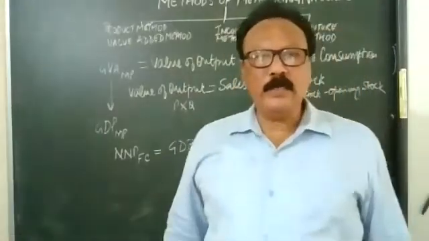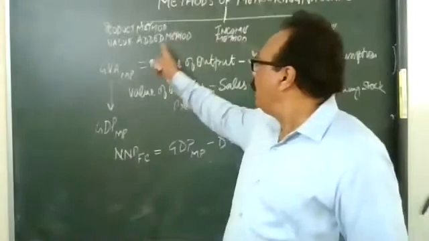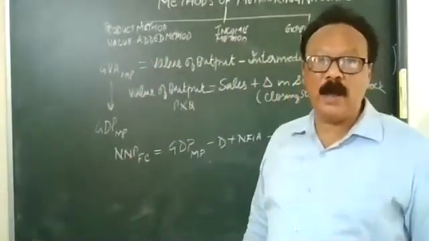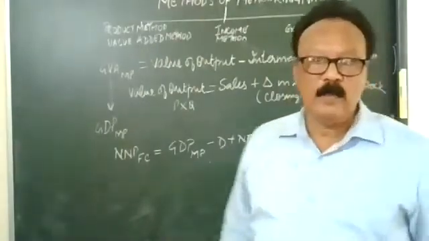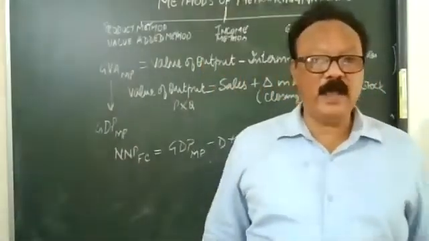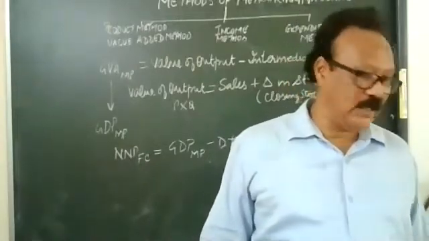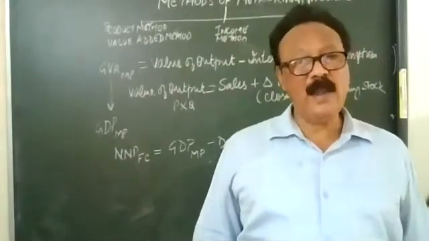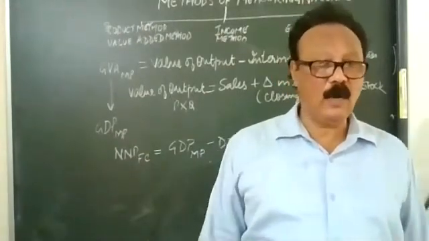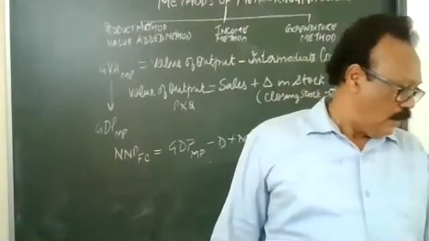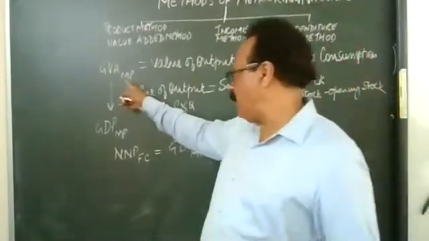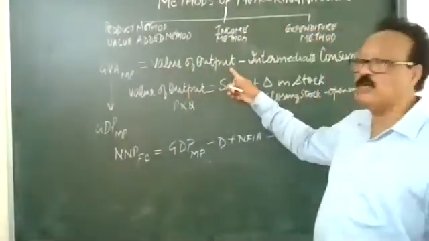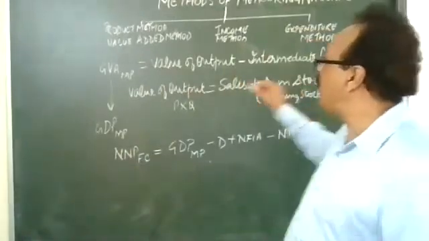I am quickly going over it. We have to first find the gross value added at market price. How do we get that? First of all, we identify our different sectors in the production field, which are primary, secondary, and tertiary. We add them all together, and then gross value added at market price is calculated using this formula: value of output minus intermediate costs. First step.